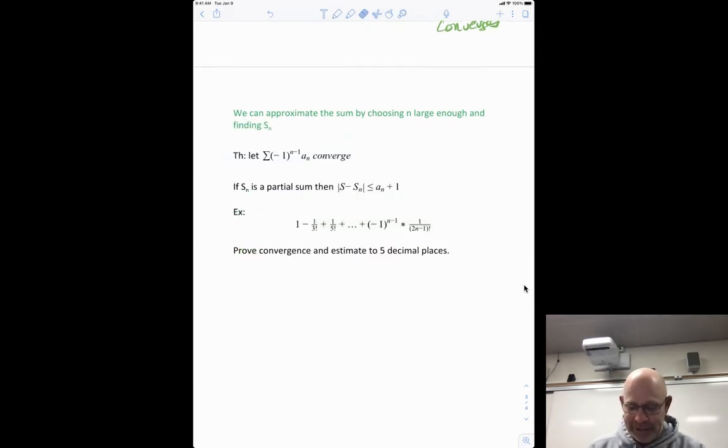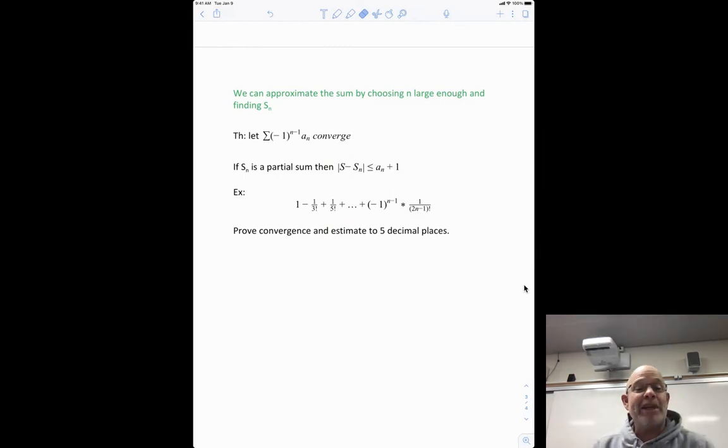Last thing you can do with this, which is pretty cool, is you can actually now try to figure out what the sum might be. You notice we've been ignoring the whole time what the sum is. We're just saying, does it converge? Does it diverge? We've just been ignoring it. All right. So if we have an alternating series, it's pretty cool. Watch this.